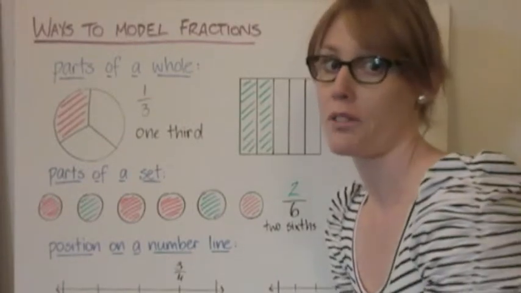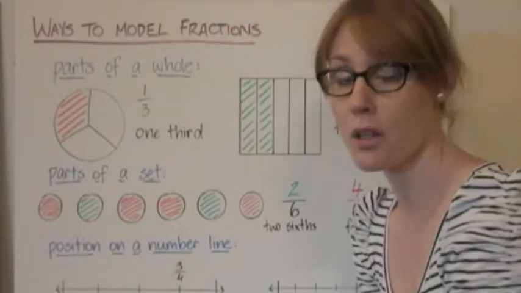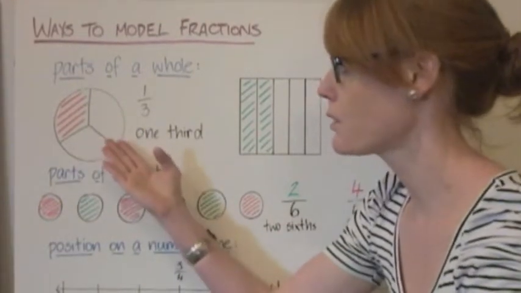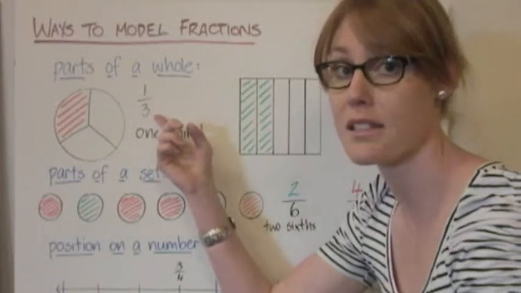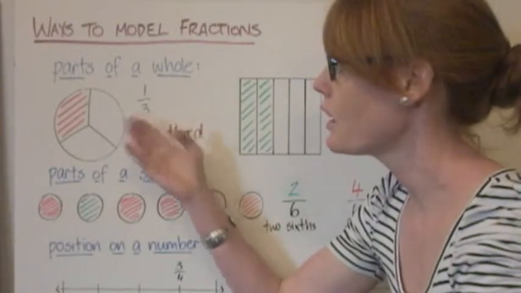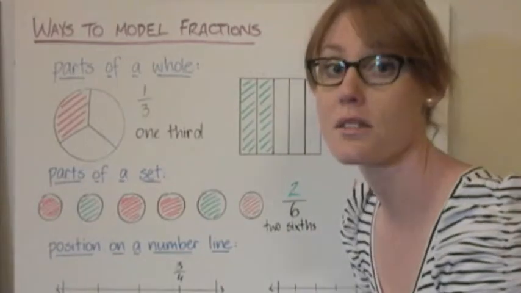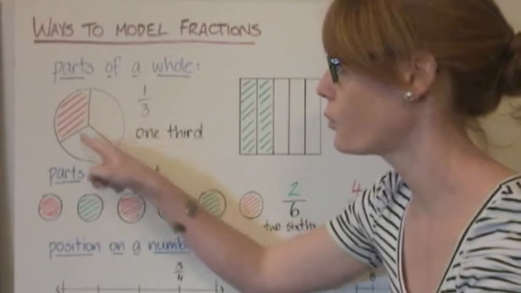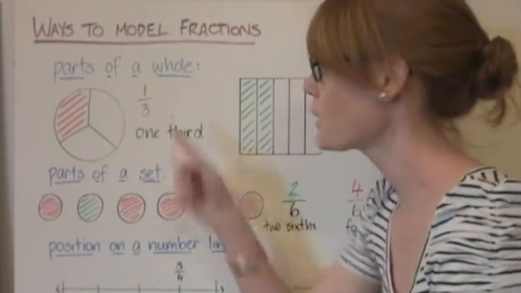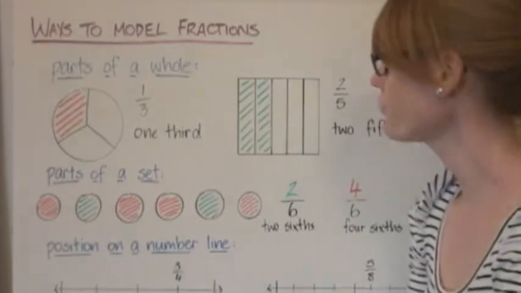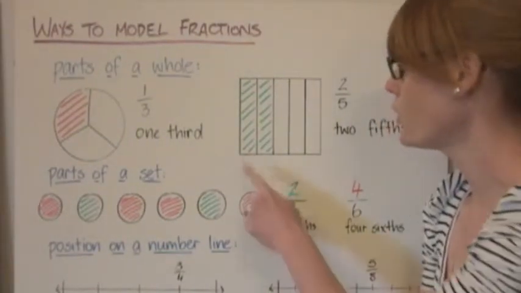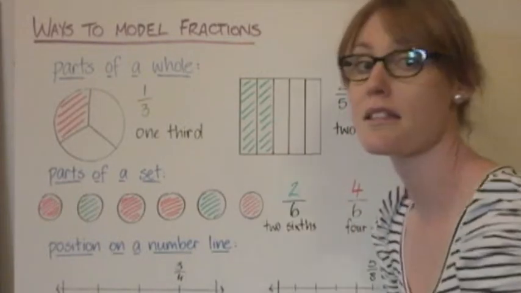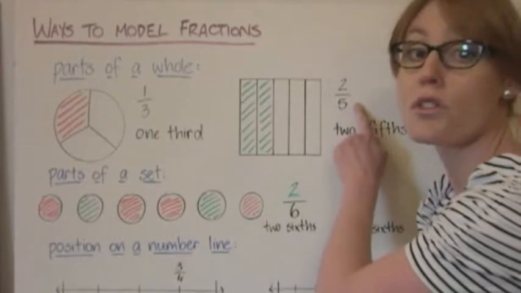There are different ways to model fractions. To model a fraction that is part of a whole, we could do it by drawing a whole shape, dividing it into the number of pieces indicated by the denominator, and then shading in the number of pieces as described in the numerator. So this represents 1 out of 3 pieces, so we call it 1/3. Over here, we have 1, 2, 3, 4, 5 pieces total, and 2 pieces that have been shaded in, so we call it 2/5.